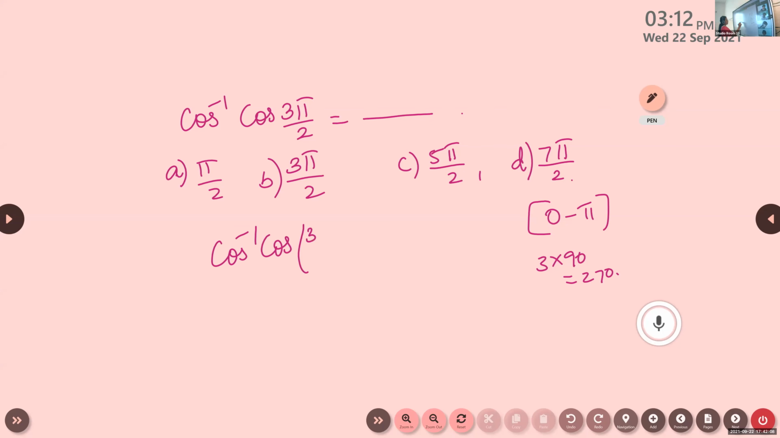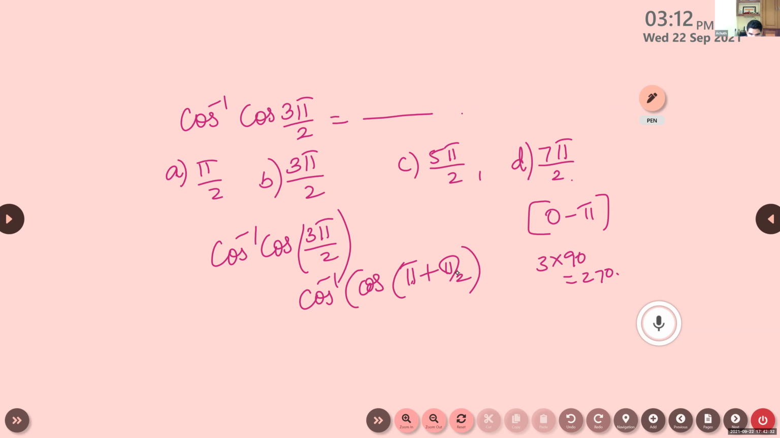Cos inverse of cos 3 pi by 2, we can write this as cos inverse of cos of pi plus pi by 2. Now what about cos of 180 plus theta? Which quadrant will you get? It lies in the third quadrant, where cos is negative. So you'll get minus cos pi by 2, isn't it? Is it okay?